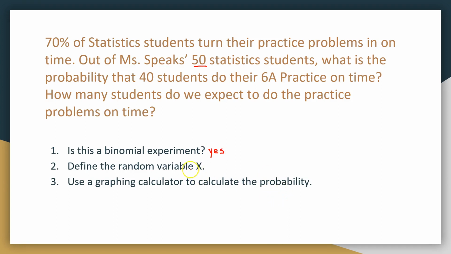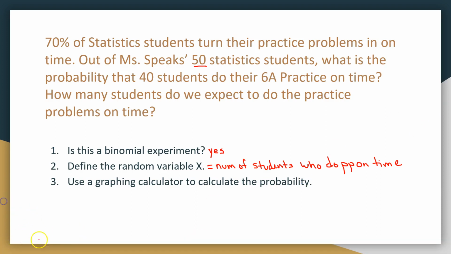Define the random variable x. Well, it asks how many students do their practice on time. So x is going to be the number of students who complete their practice problems on time. I'm just going to abbreviate for the sake of time. So, number of students who do their practice problems on time. And then we're going to use a graphing calculator.